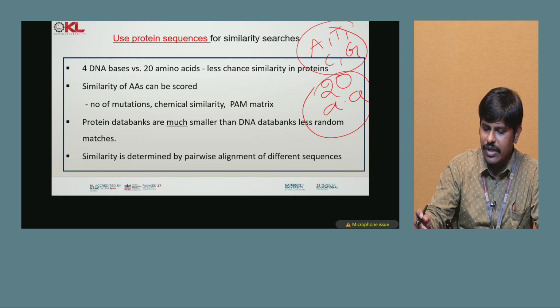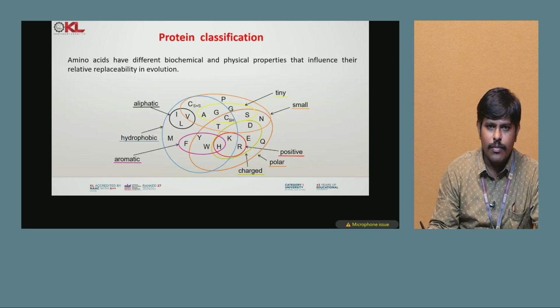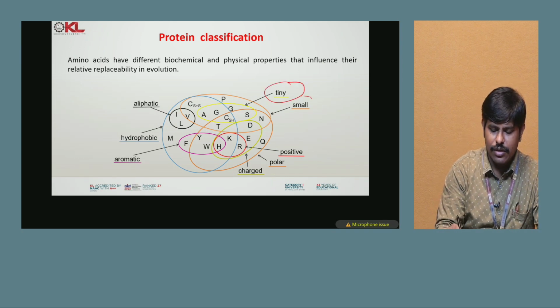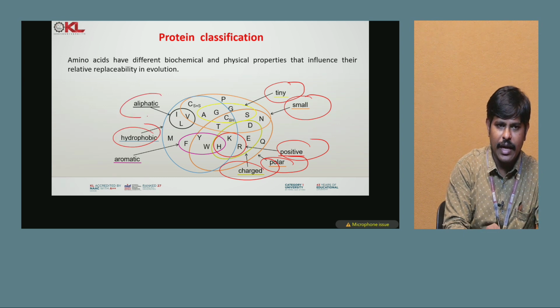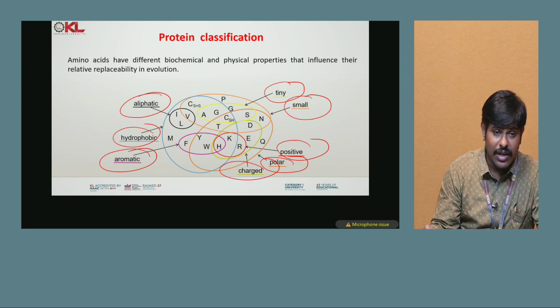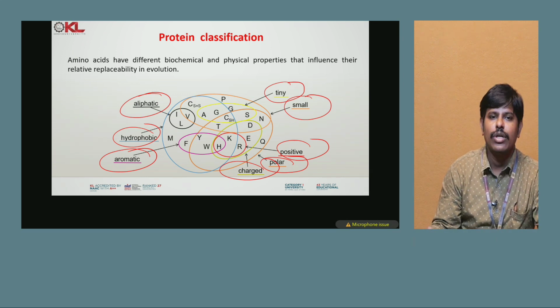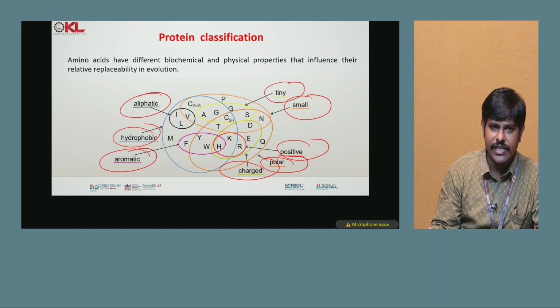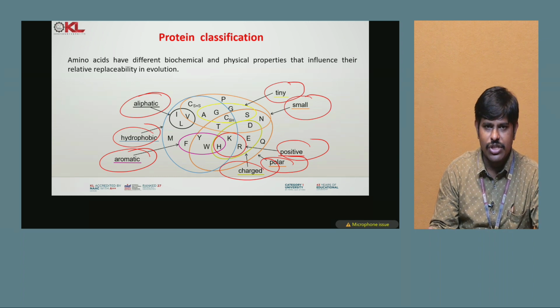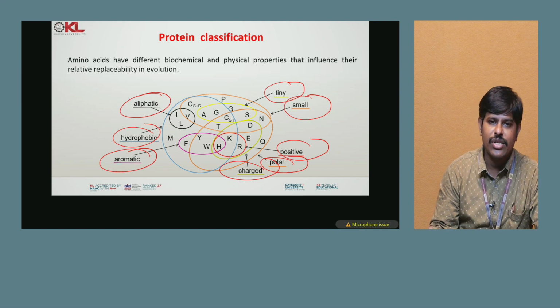And another important aspect is, if you see the proteins in 20 amino acids, several classifications are there. You have tiny amino acids, small amino acids, positively charged amino acids, polar amino acids, charged, hydrophobic, aliphatic, aromatic. Different kinds of classification of amino acids are there, 20 amino acids. You already learned this in your biochemistry courses previously, right? So here, if your position is evolutionarily conserved, it is allowed to change to an amino acid of similar structure and function.